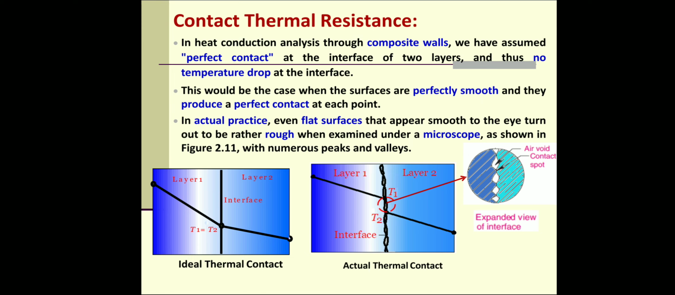At the interface of two layers there is no temperature drop, and the temperature is continuous at the interface, although there is a discontinuity in the temperature gradient. This would be the case when the surfaces are perfectly smooth and produce a perfect contact at each point.